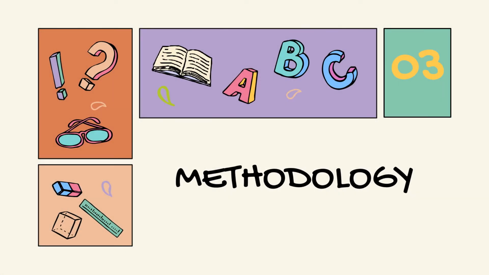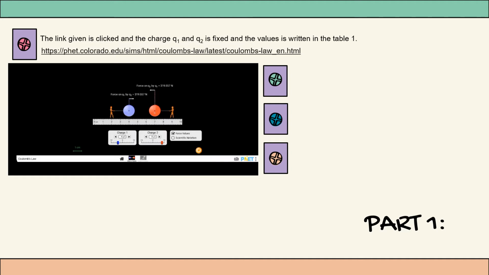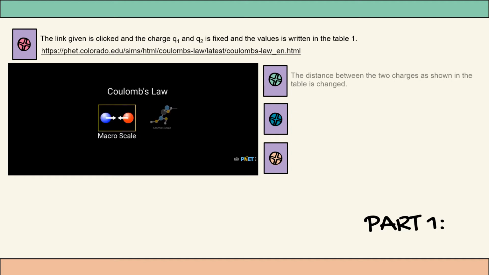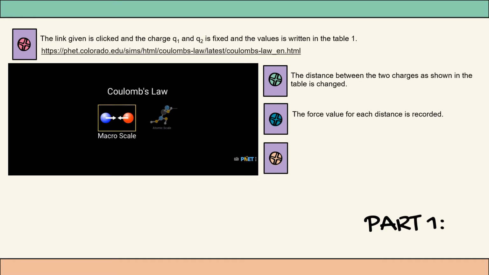Methodology. Methodology for experiment part 1. First, we need to click the link given and the charges Q1 and Q2 are fixed and the value is written in the table given. Second, the distance between the two charges as shown in the table is changed. The force value for each distance is recorded. And the last step is the table is filled by finding the value of R square and 1 over R square.